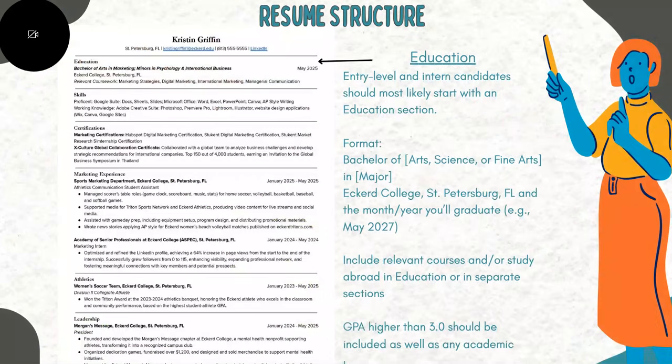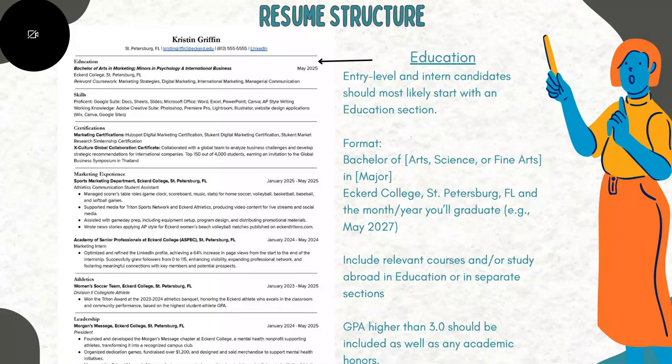When it comes to structuring your resume, the education section is particularly important for entry-level and intern candidates and likely to be the first section of information on your resume beyond your header. Start off by clearly listing your degree. For example, Bachelor of Arts in Psychology, followed by the institution, such as Eckerd College, city and state, St. Petersburg, Florida, and include the anticipated graduation date, like month, year, so May 2027, for example. This gives potential employers a clear understanding of your educational background.